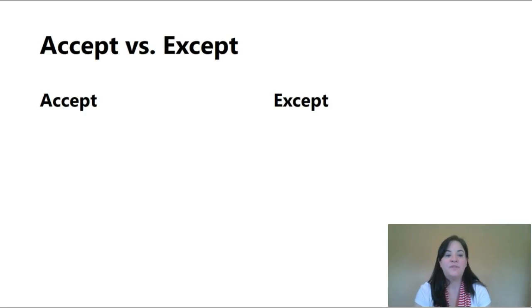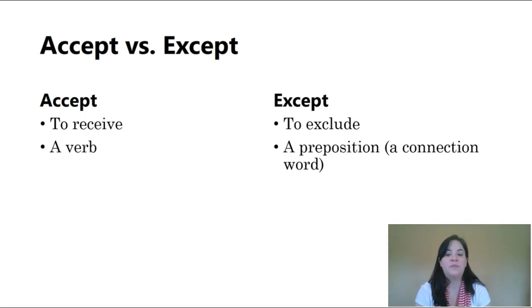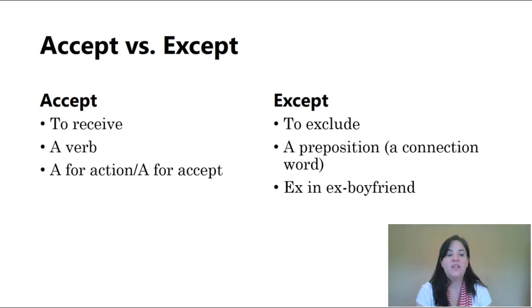Now let's look at accept versus except. Accept, A-C-C-E-P-T, means to receive. It's a verb. Except, E-X-C-E-P-T, means to exclude, and it's a preposition, which is a word that connects two ideas. You can remember which word is which by remembering that except starts with EX, as in ex-boyfriend, and when you have an ex-boyfriend, you are excluding that person. You can also remember that accept starts with an A, and accept is a verb. So A for action, A for accept.